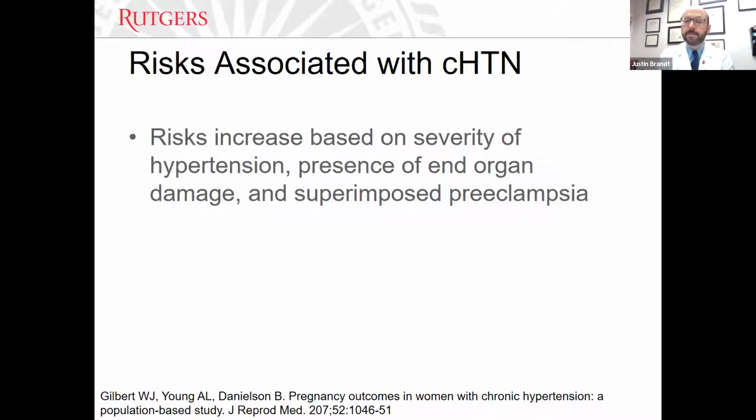These risks, both for maternal and adverse pregnancy outcomes, increase based on the severity of hypertension, the presence of end organ damage, and superimposed preeclampsia. And although the relative risk of these complications is significantly increased, I do point out that the absolute risk for serious end organ damage is still low in the absence of severe preeclampsia and uncontrolled hypertension.